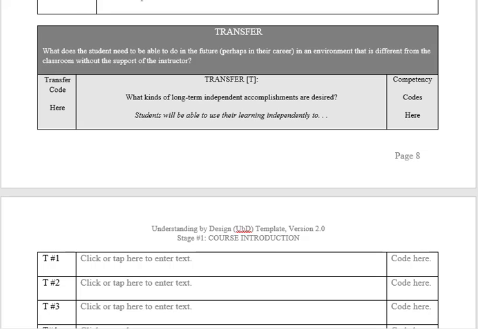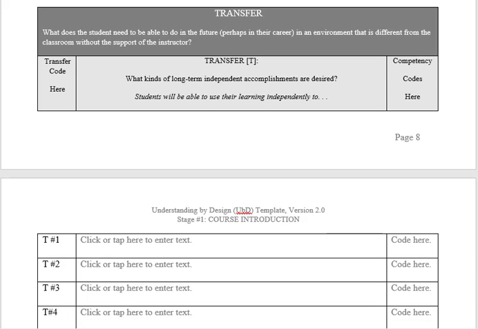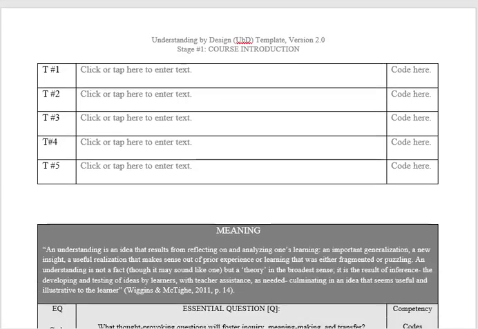So what are the students going to be independently using the learning that they have? So students will be able to use their learning to independently blank. So you're going to list that there. And then you want to come over to the right there and you're going to list the specific competency code that corresponds with that transfer goal.